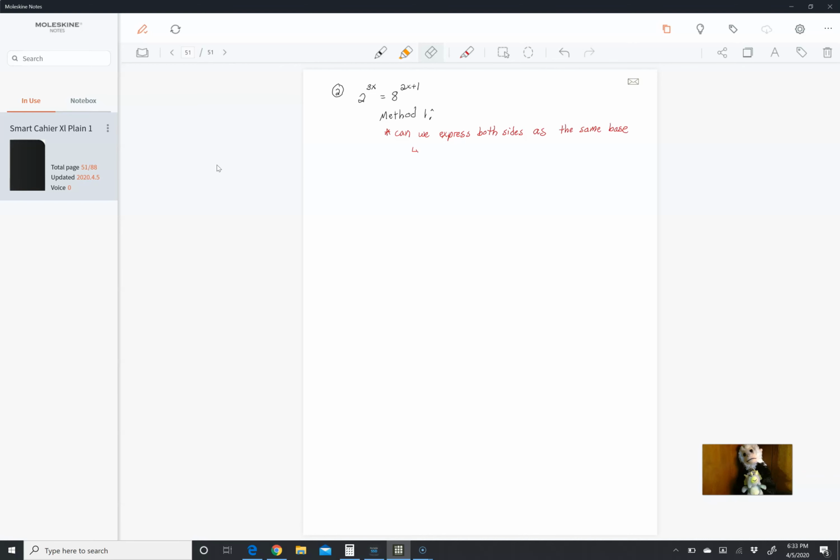And the answer here is yes. Because 8 is the same thing as 2 to the 3rd. Notice this is a power, okay? We're not doing 2 times 4, we're doing 2 to the 3rd power, not multiplying. So what this means is that we can replace the 8 with a 2 cubed. So now we have 2 to the 3x is equal to, and instead of 8, we're going to write 2 to the 3rd, to the 2x plus 1. That's a 3. It comes out so clear on my paper, but not on the screen. It's a 2 to the 3rd.